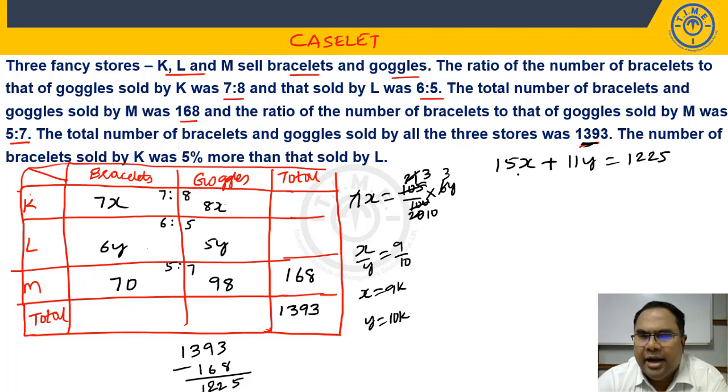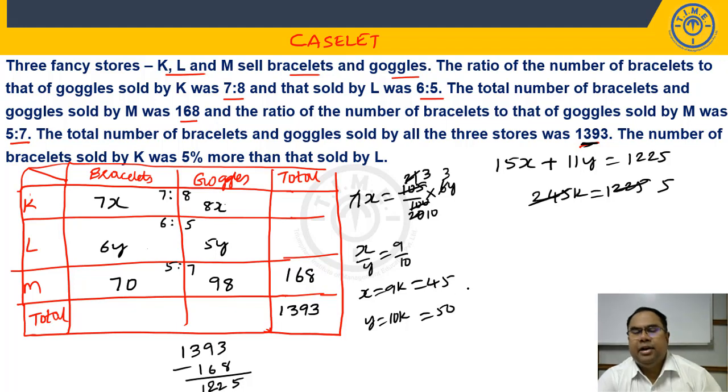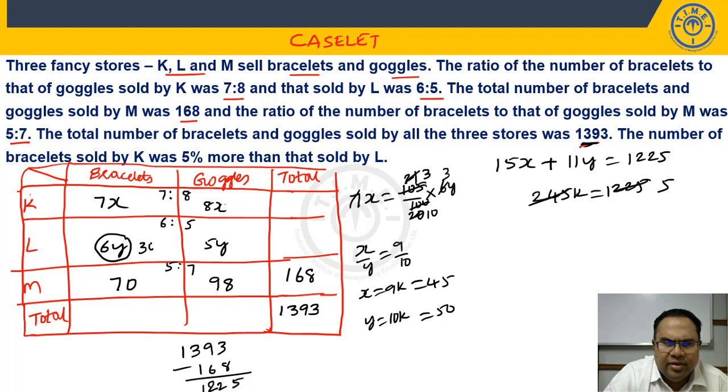So, x is equal to 9k, y is equal to 10k. Substitute here. 9k gives 135k, 10k gives 110k. So I will get 245k is 1225. 245 goes 5 times. So, k is equal to 5. So, x is equal to 45, y is equal to 50. Y is 50, means 6 into 50 will be 300, 5 into 50 will be 250. So total 550. Similarly, x is 45. 7 into 45 will be 315. 8 into 45 is 360.